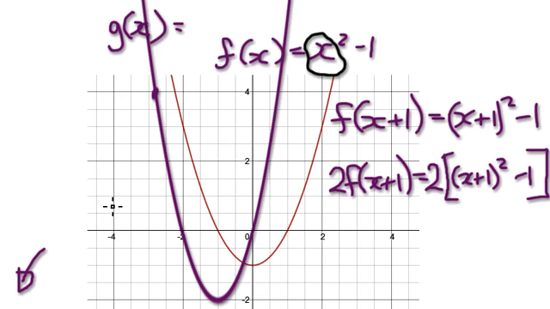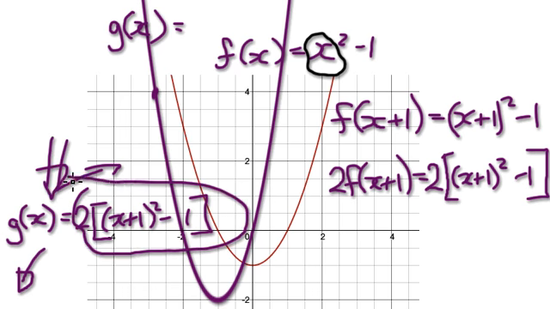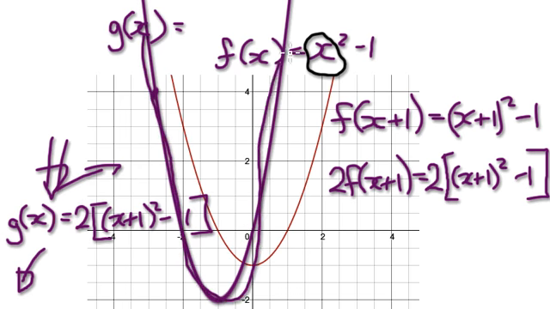So this new function here, g of x, equals 2 bracket x plus 1, close it off, squared minus 1. You could write it like this. I think you can simplify this, but for the time being I'm just going to leave it as it is. So g of x equals this thing here. This is the equation for this line here.